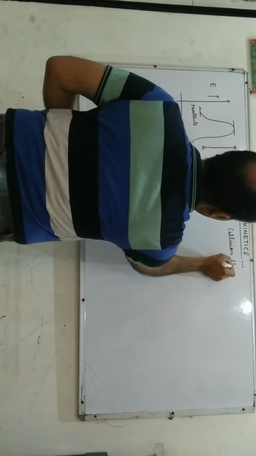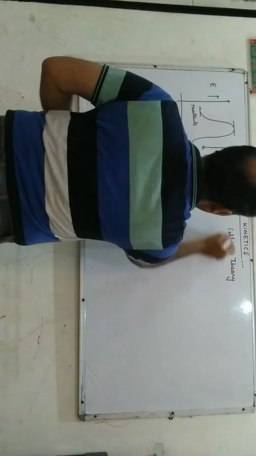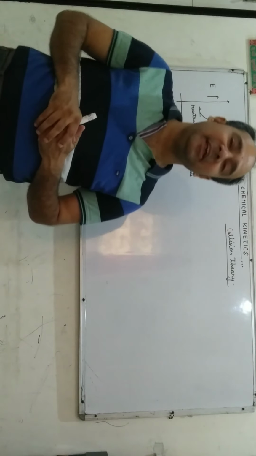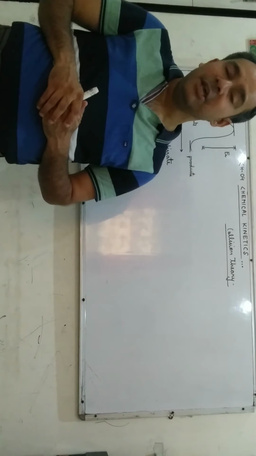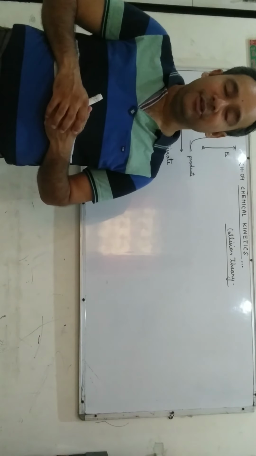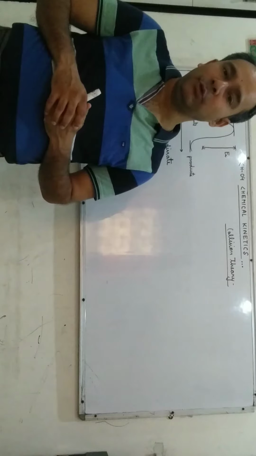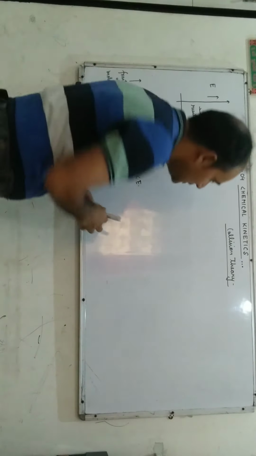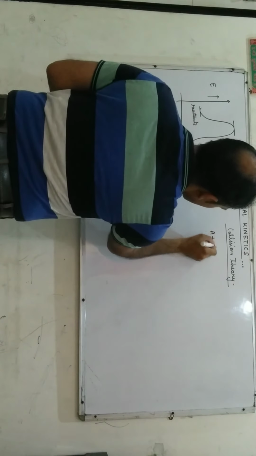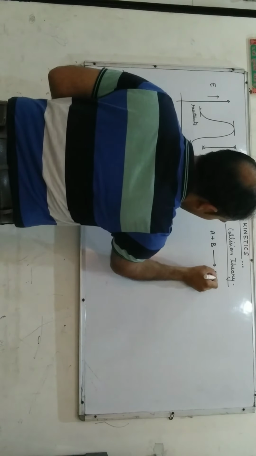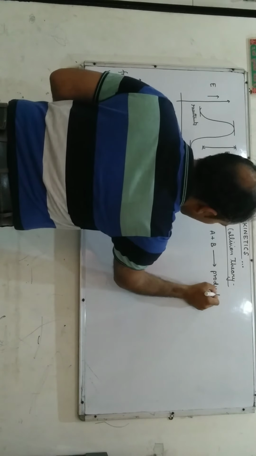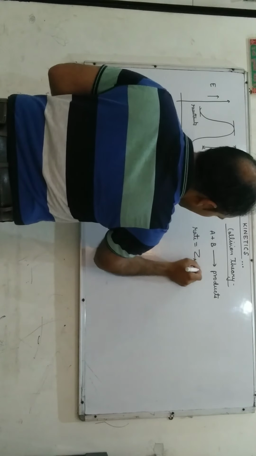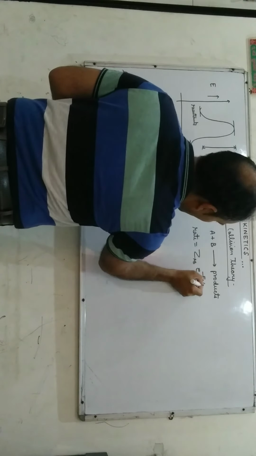Collision theory. According to this theory, the reactant molecules are assumed to be hard spheres of identical size, and the chemical reaction is said to take place when they collide with each other. The number of collisions per second per unit volume of reaction mixture is said to be its collision frequency. Suppose we have A plus B gives product. Suppose A and B are the reactants which on reacting give product. The rate of reaction may be expressed as ZAB e^(-Ea/RT).